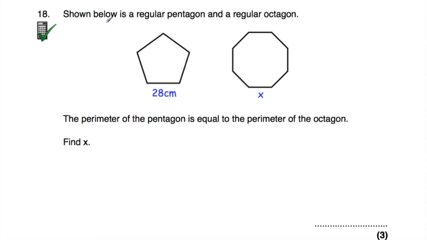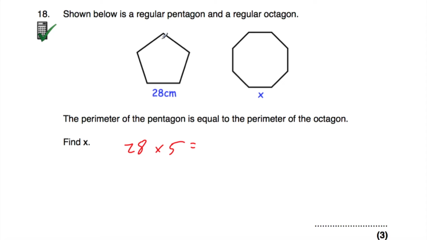So question number 18 says, shown below is a regular pentagon and a regular octagon. And this is a calculator question, so that's quite nice. And we're told the perimeter of the pentagon is equal to the perimeter of the octagon, and we've been asked to find x. So let's find the perimeter of the pentagon to begin with. So it's a regular pentagon. That means each of the sides have got the same length. So it's going to be 28 centimeters, 28 centimeters, 28 centimeters, and so on. And if we take our 28 centimeters and we multiply that by 5, that'll tell us the perimeter of the pentagon.